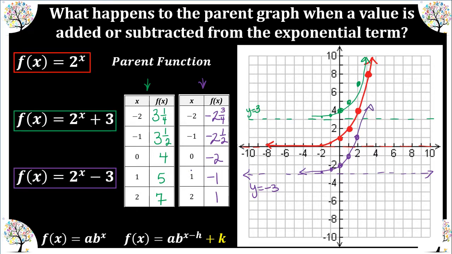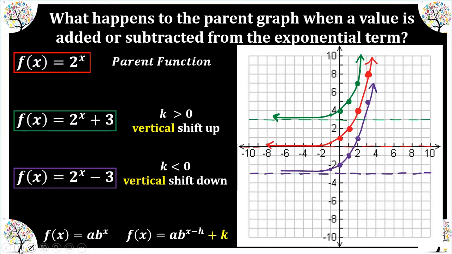So you can see that whenever the k value is something other than 0, our graph is going to shift that many units. So if we have +3, it shifts up 3. If it's -3, we shift down 3. Also, our asymptote shifts along with the graph. Here is a summary. When k is more than 0, we shift up. Whenever k is less than 0, we shift down vertically.